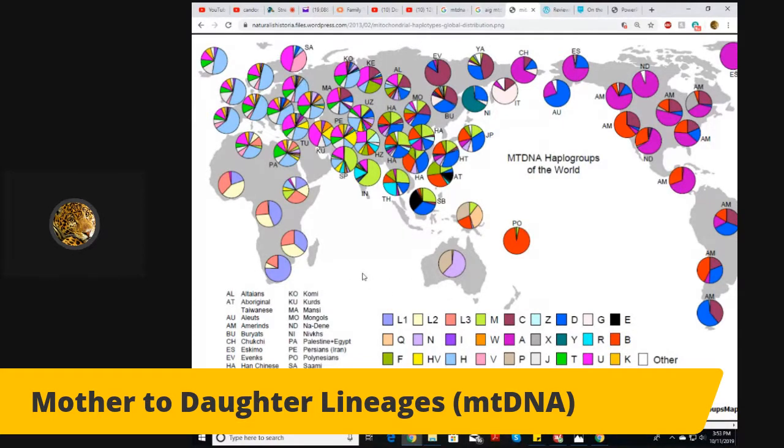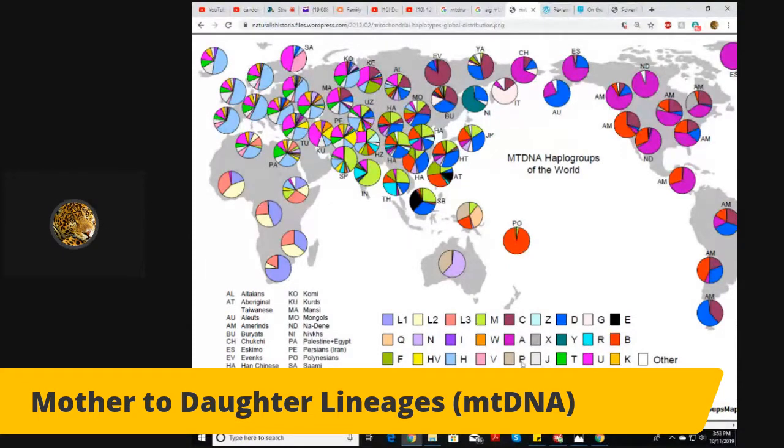So everyone went different directions. Red over here. Red concentrated over here. So we have the three main groups. This is what it is. It's the L, 1, 2, and 3. Then we have the M, C, Z, D, G, E, Q. Then you have the N, which I was showing in the other map, the N and the I, W, A.